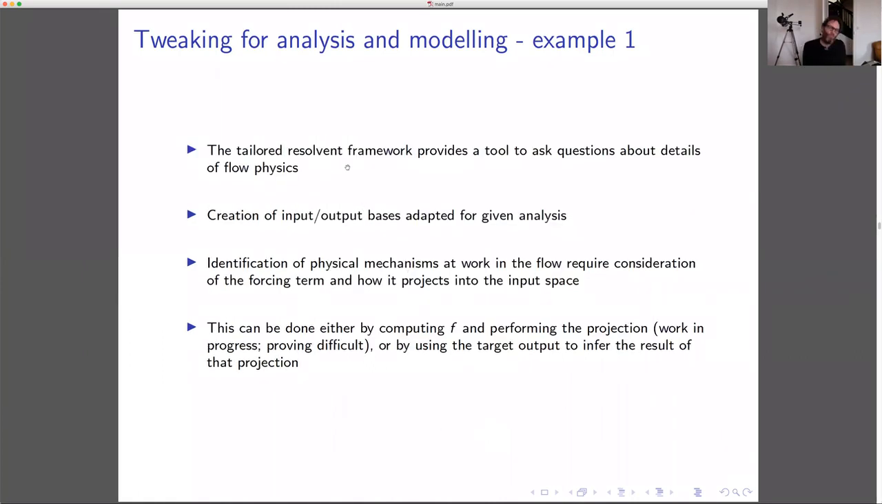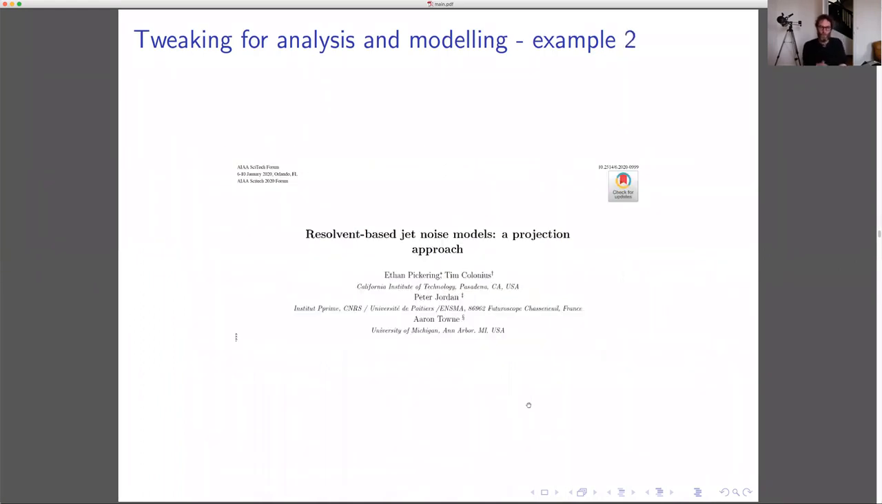We're talking about tailoring of the resolvent framework to provide a tool to you that allows you to ask questions about what's going on with the flow physics. It can provide input-output bases that are adapted for the given physics or analysis. It's useful for identifying physical mechanisms, but really to push this analysis to its limit, you've got to take into account the nonlinear forcing term. Hence again, the little plus in the title of this talk. And so to do that, as I said, you can either compute the thing and project into the input space. This is difficult, or an alternative, which is what the next part of this chapter discusses, is use of the target output to infer how that projection worked. So that's the second example.